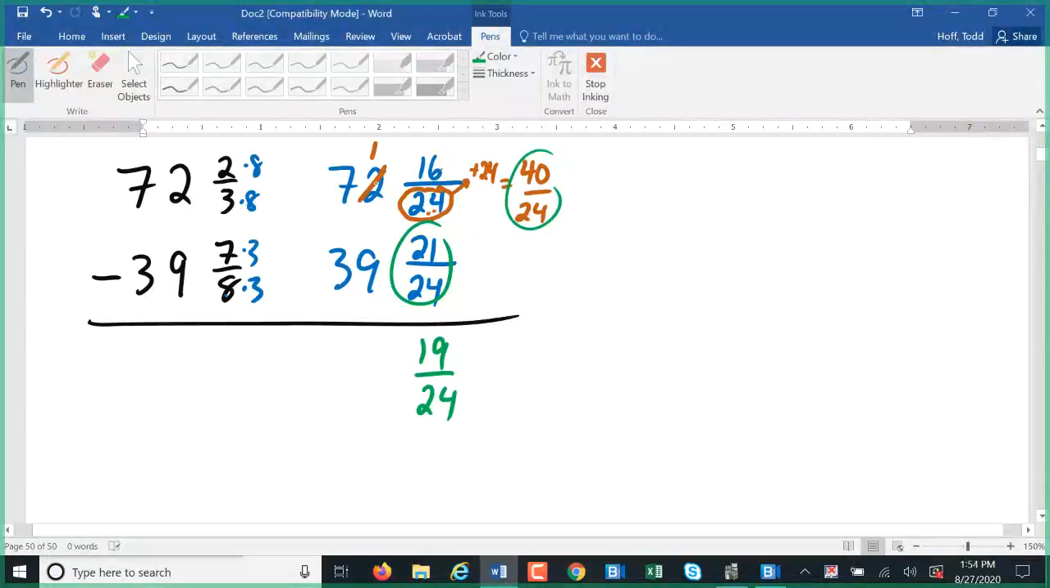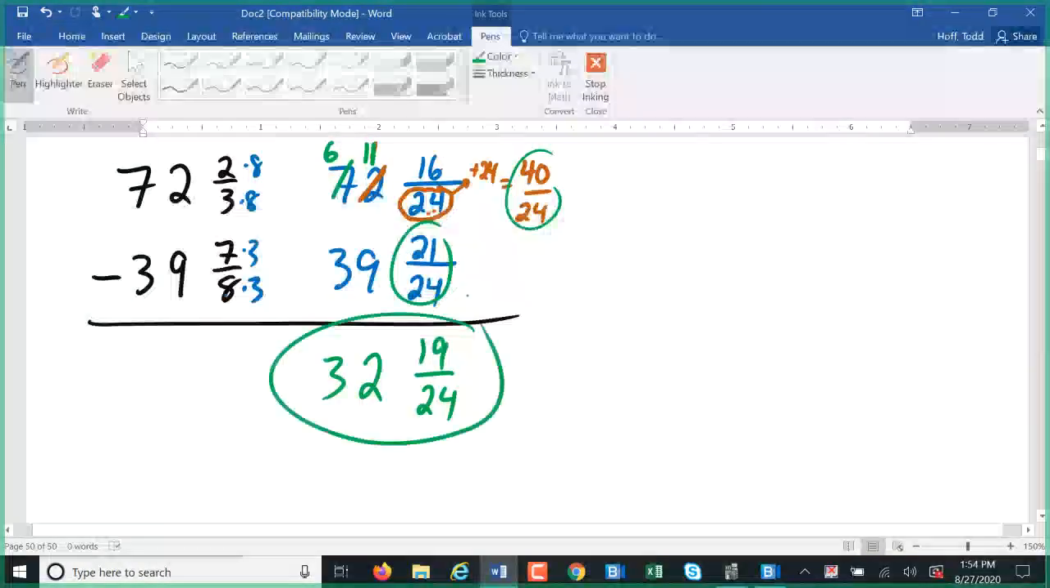Move over to the next digit. 1 minus 9 can't be done, so we borrow from the 7. That's a 6. This is now an 11. 11 minus 9 is 2. 6 minus 3 is 3. 32 and 19 24ths. Any questions there? Okay.